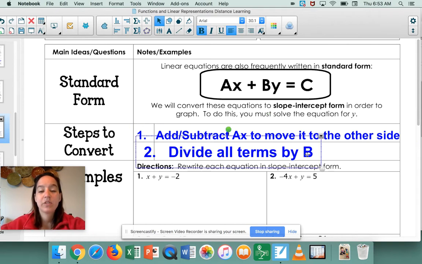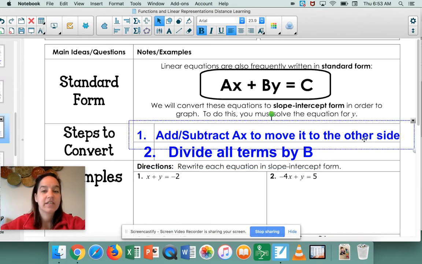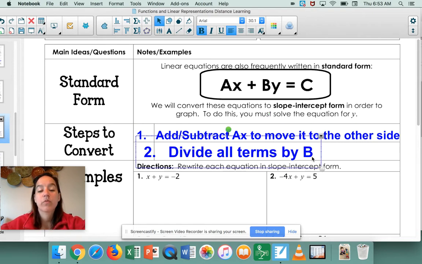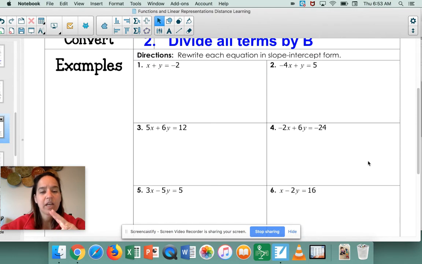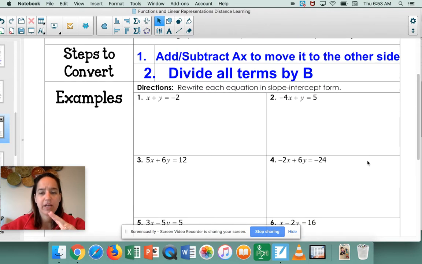Then my step 2 is that I'm going to divide all the terms by b. I'm going to really make this important. When you move your ax to the other side, it is really important that you rewrite the equation, because when we divide by b, there's lots of things to that. Okay? All right. So I'm actually going to skip 1 and 2, and I'm going to scoot down to number 3. I guess I should keep that up there. So I'm going to scoot down to number 3.